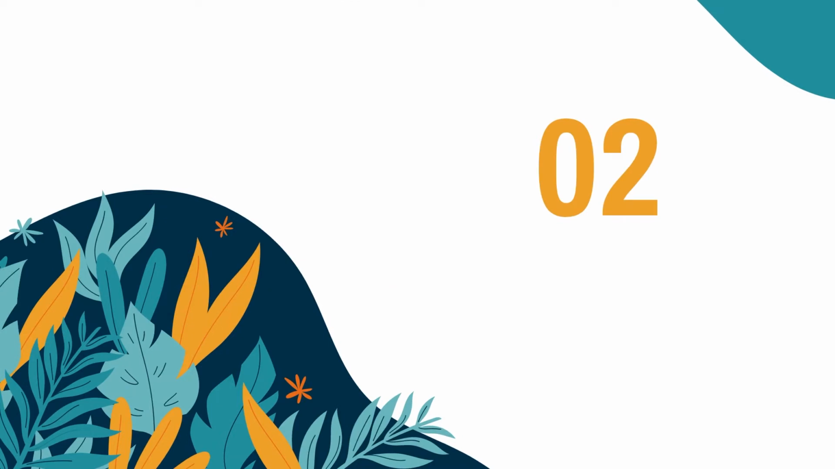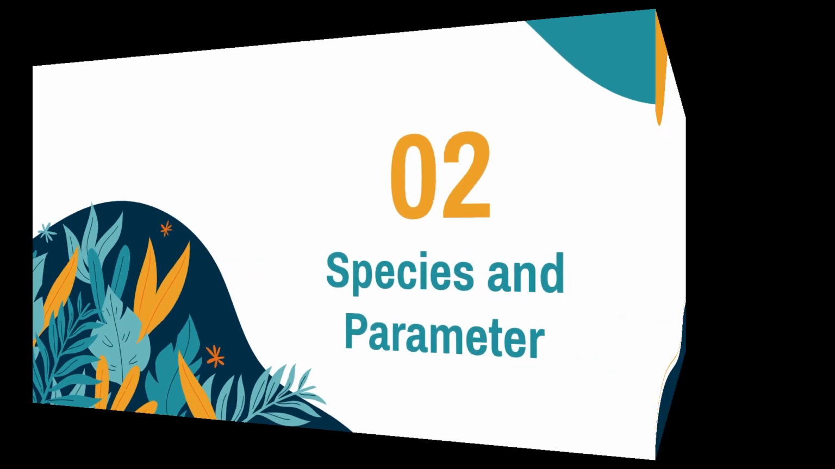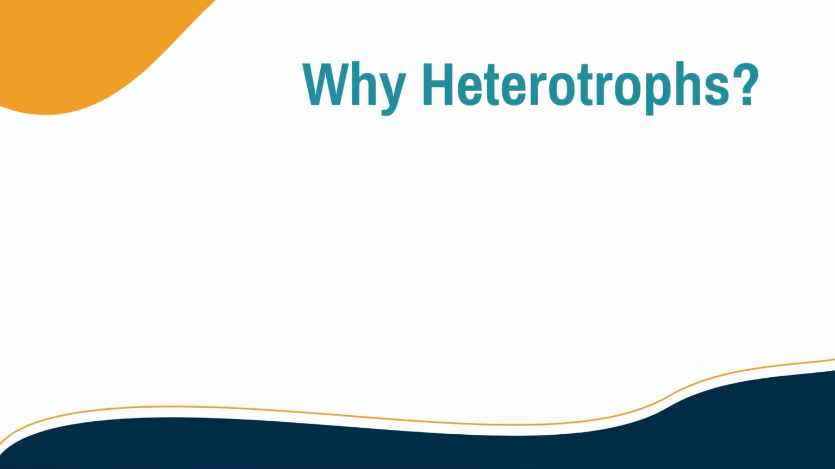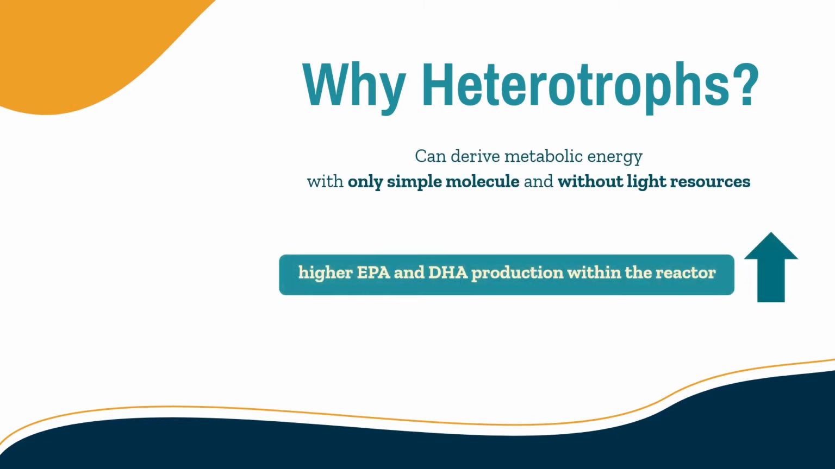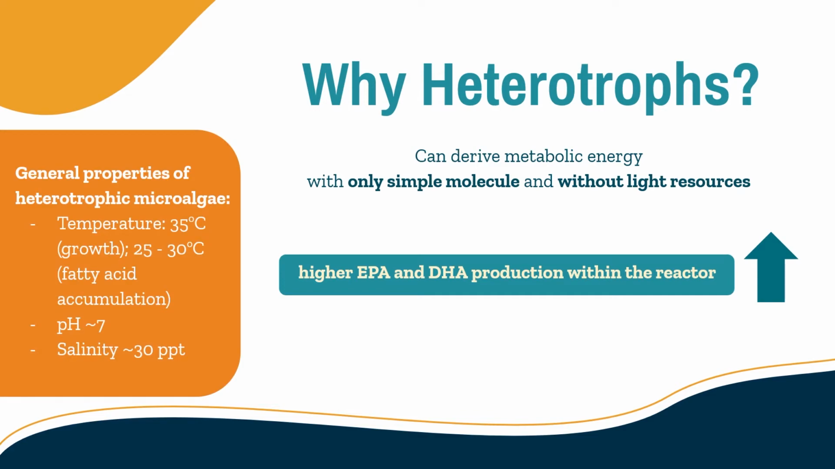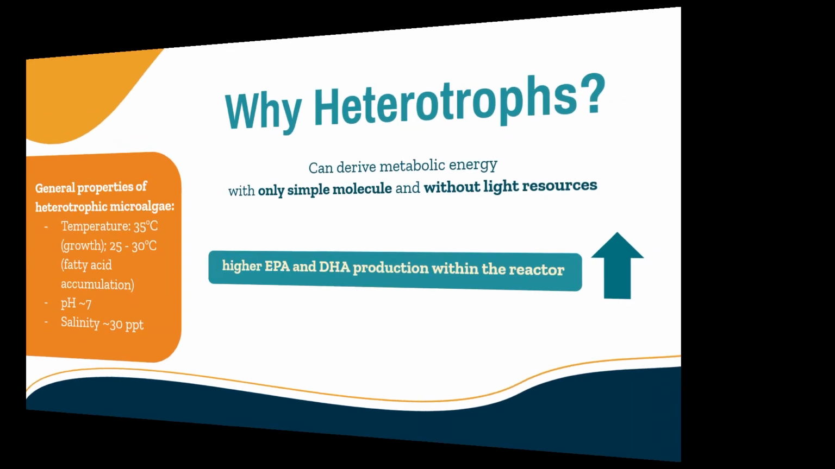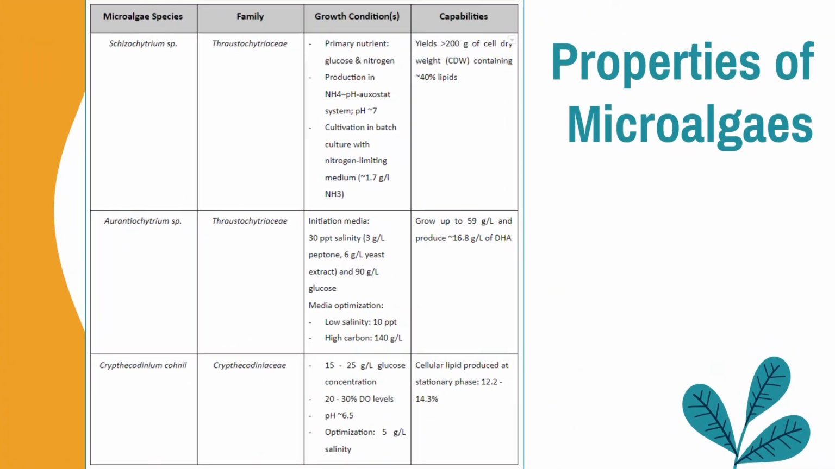Moving on to species and parameters. For this project, we chose heterotrophic microalgae due to its ability to efficiently produce metabolic energy. The most important property of this species is temperature, which is adjusted for growth or fatty acid accumulation depending on the needs. These are three strains that are commonly used for DHA and EPA production due to their capability to produce a high yield of fatty acid, with each species having different growth parameters such as nitrogen limiting medium, salinity level, and certain DO level for their growth.